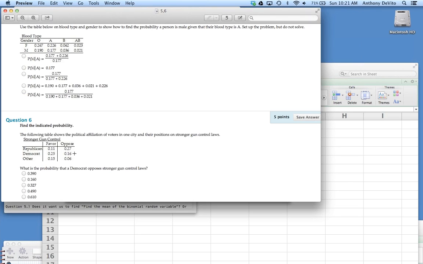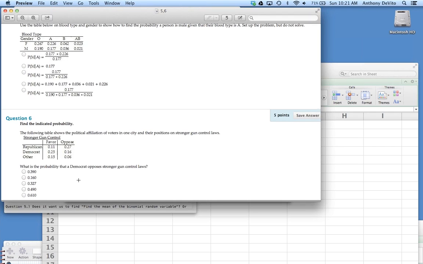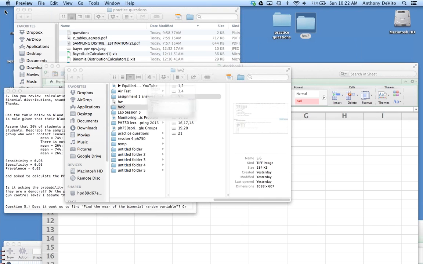So 11% over 11 plus 27, 0.11 plus 0.27, or whatever that fraction comes out to. You'd only be narrowing this down to the condition that's given, that they be Democrats or Republicans. So I'll leave that up to you to answer that question.